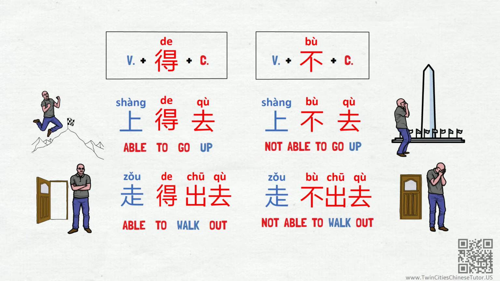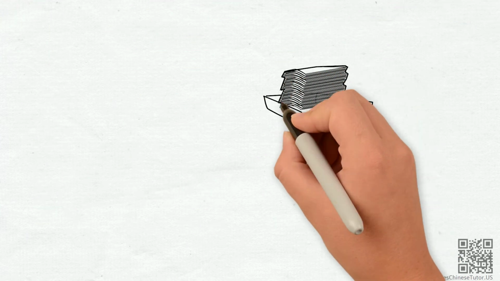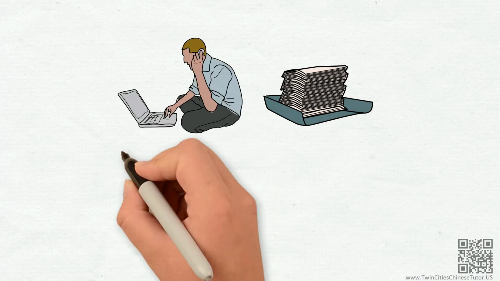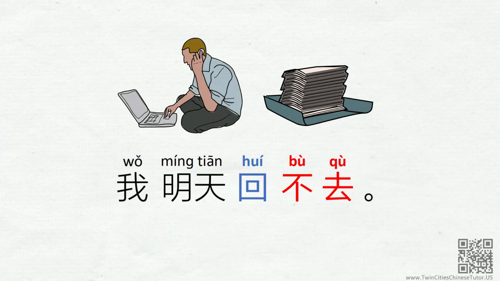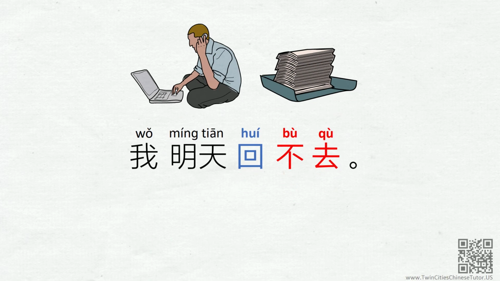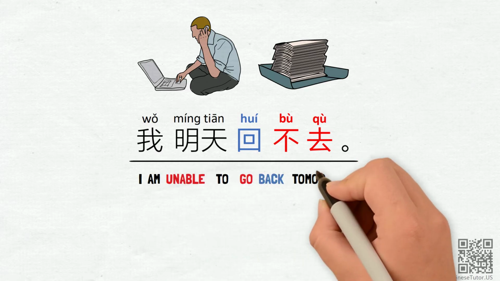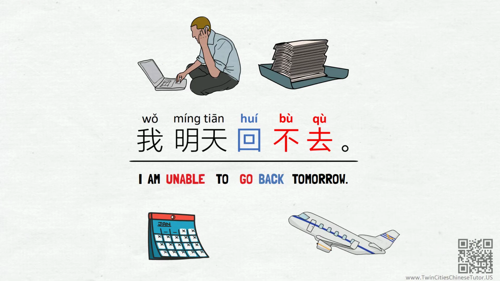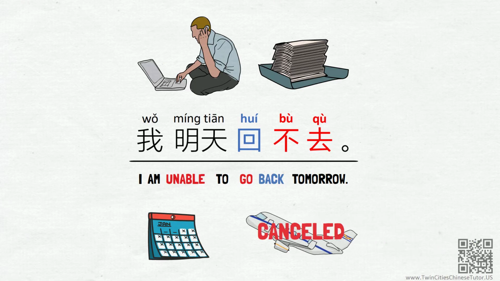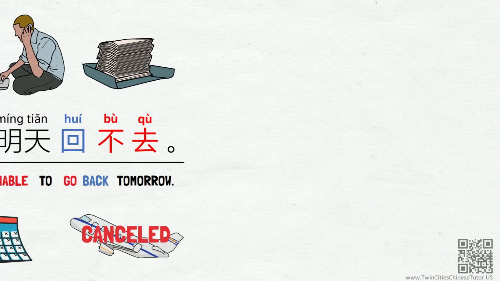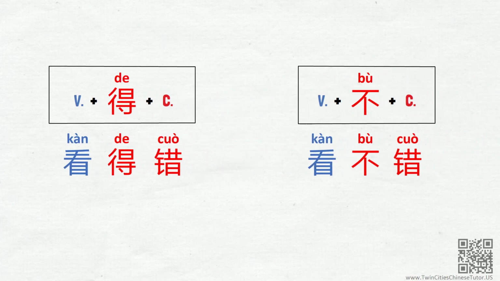So if Mark's friend tells him, I still have a lot of work to finish in Beijing. 我明天回不去. Can you figure out what he means? It means, I still have a lot of work to finish in Beijing. I am unable to go back tomorrow. Very handy, right? However, useful as they are, the potential complements don't work with all verb complements.